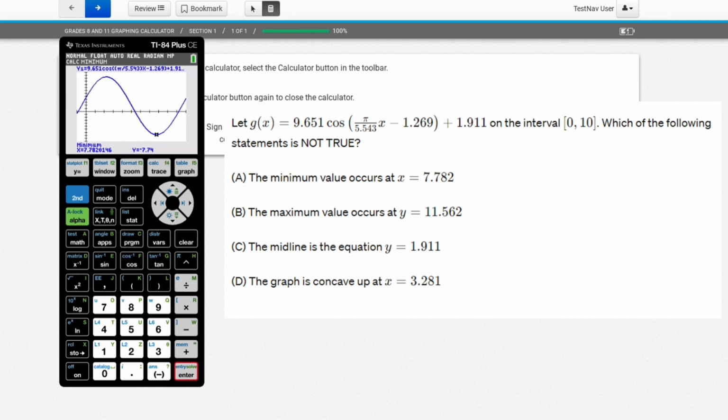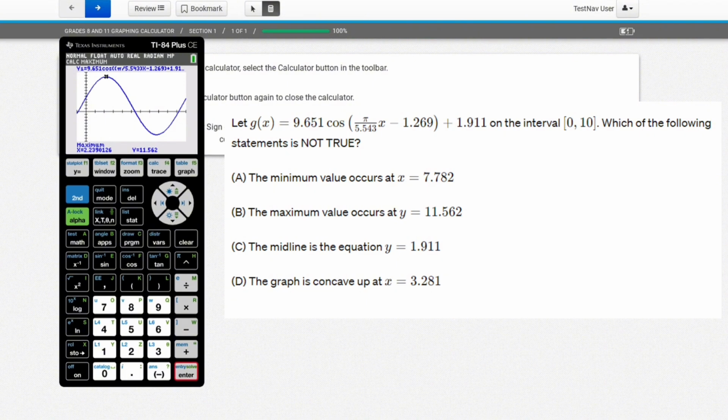So let's keep going. The maximum value occurs at y equals 11.562. Here's my maximum value. We're going to do the maximum the same way we did the min, but we're going to do 4, which is maximum. Let's go all the way to the left of that maximum value. For left bound, make sure you're to the left of it. Hit enter. For the right bound, make sure you're just to the right of it. Hit enter. And for guess, hit enter. We care about the y value, not the x value. That's the trick behind this problem. The y value is 11.562. Sure is. So B is a true statement.